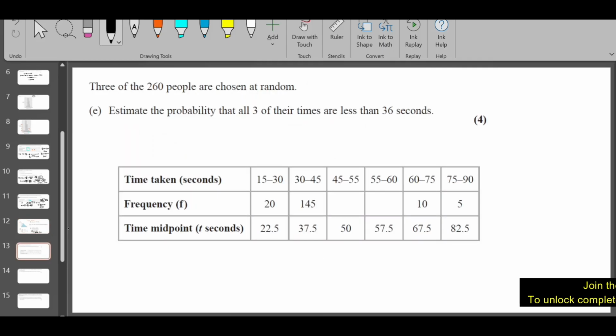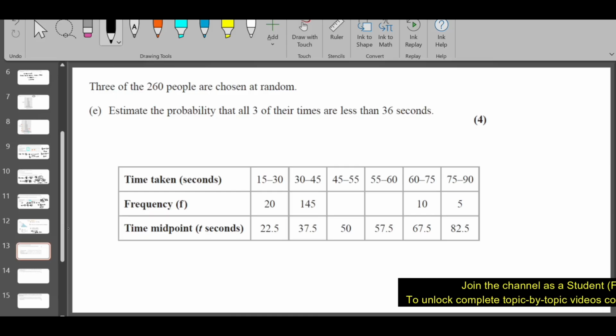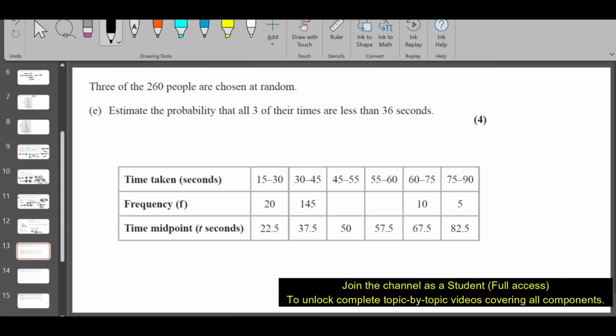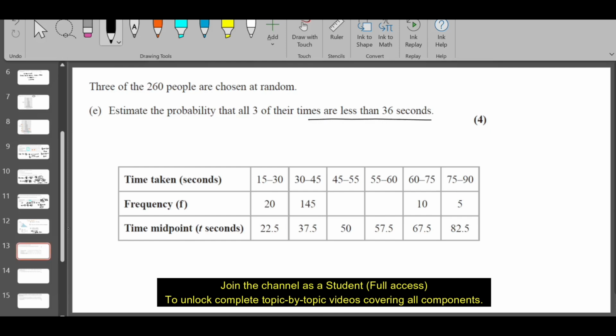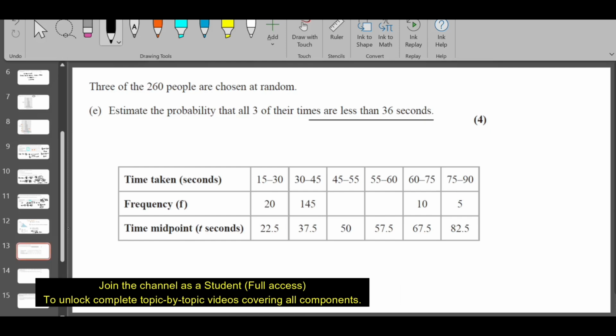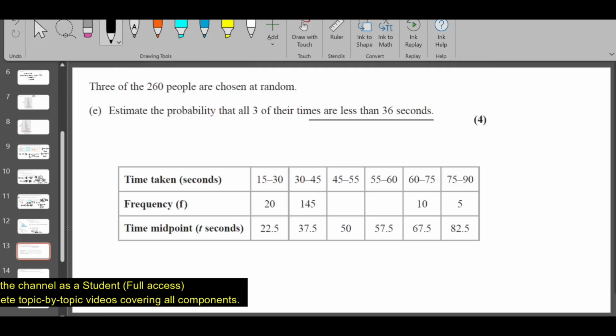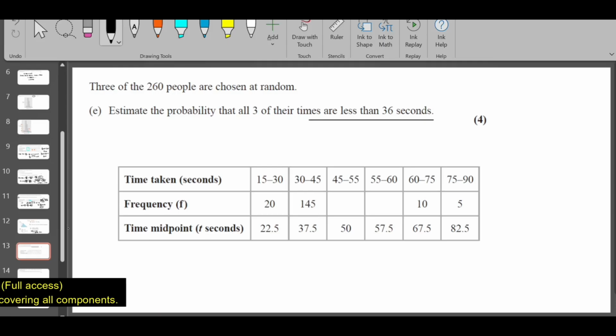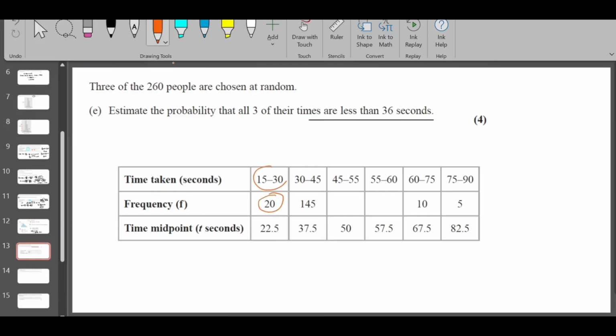3 of 260 people are chosen at random. Estimate the probability that all 3 of their times are less than 36 seconds. So you need to find how many of them have taken less than 36 seconds. Okay, from the figure, 20 of them taken 15 to 30 and 36 is somewhere in between. So we need to find out of 145 how many of them have taken less than 36.